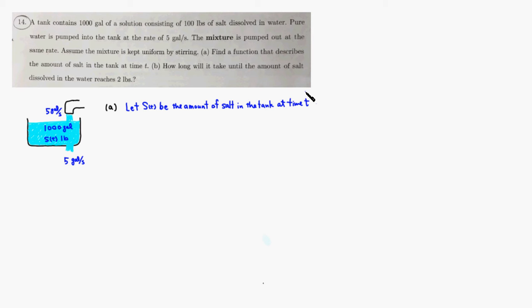All right, so let's set up a differential equation. Let's look at the rate of change of S of t with respect to time, the rate of change of the amount of salt. All you really have to do is think about what would be the rate of salt coming in. I'm just going to call it rate in, and then we have to subtract rate out.